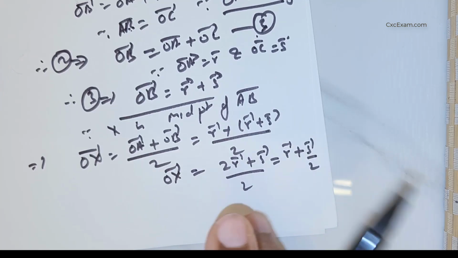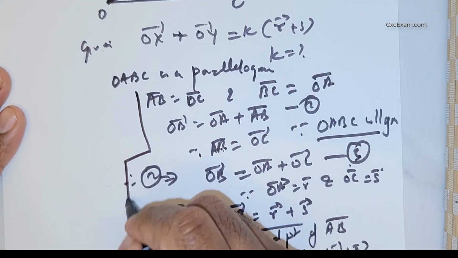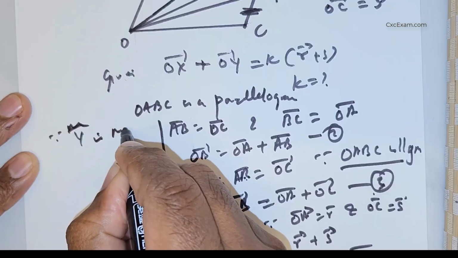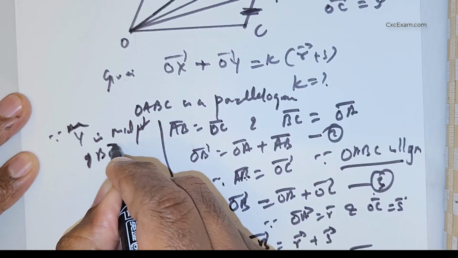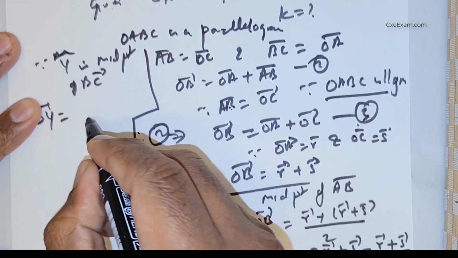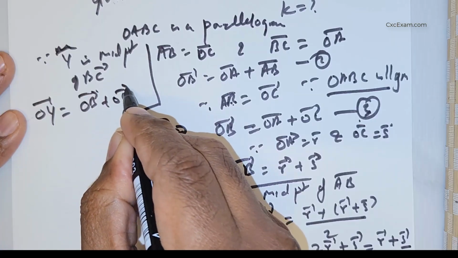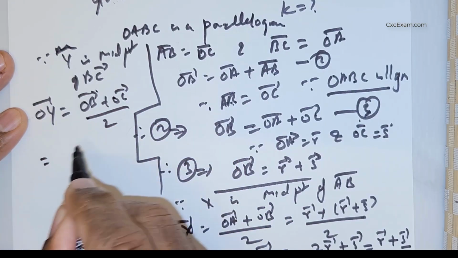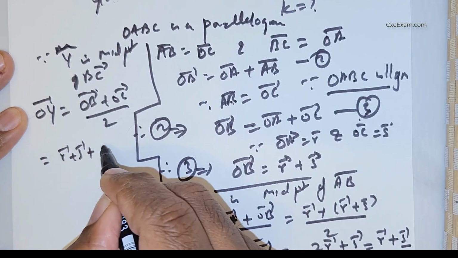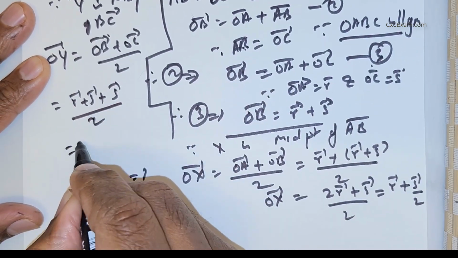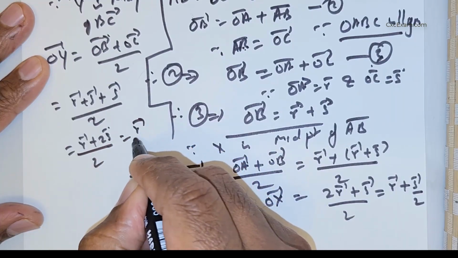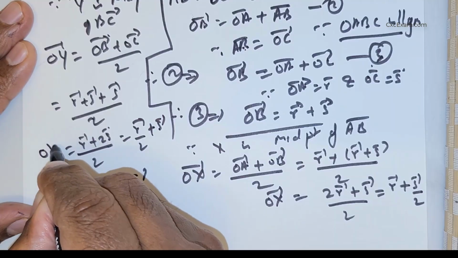I'm just using basic algebra. I use this same approach since Y is the midpoint of BC. So OY vector is equal to OB vector plus OC vector divided by 2. Now OB vector is R vector plus S vector, OC vector is S vector, divided by 2. This is R vector plus 2S vector divided by 2, which is R vector divided by 2 plus S vector. This is my OY vector.